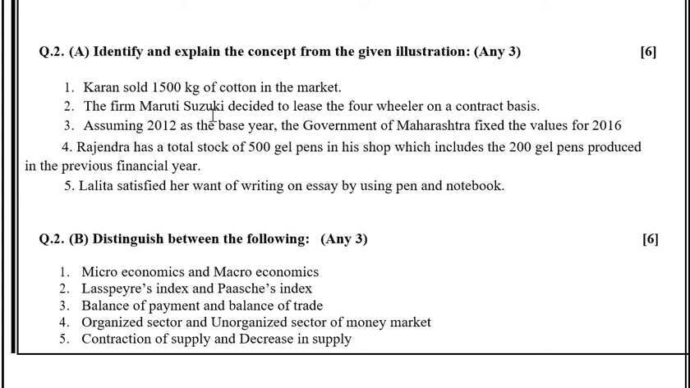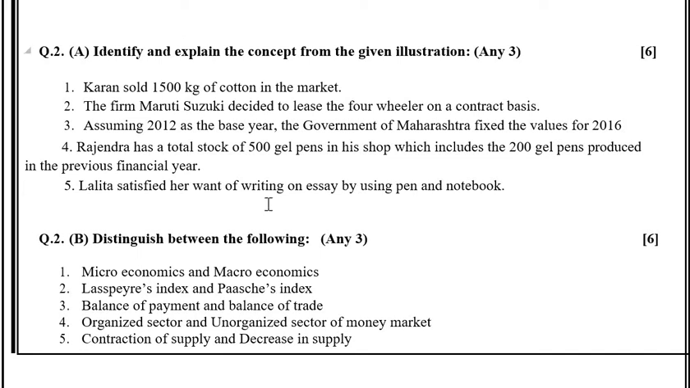Current sold 1500 kg of cotton in the market. Second, the firm Maruti Suzuki decided to lease the 4-wheeler on a contract basis. Third, assuming 2012 as the base year, the government of Maharashtra fixed the values for 2016. Fourth, Rajendra has a total stock of 500 gel pens in his shop, which includes the 200 gel pens produced in the previous financial year. And last one, Lalita satisfied her want of writing an essay by using a pen and a notebook.